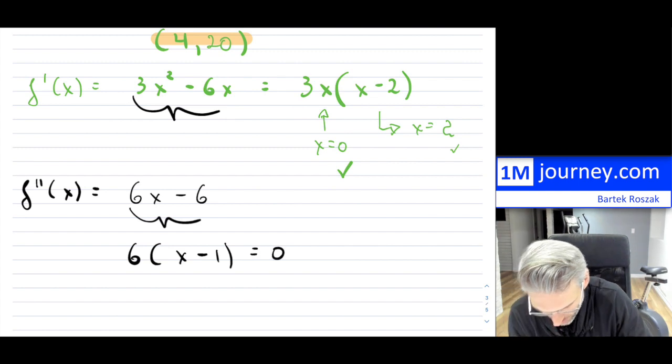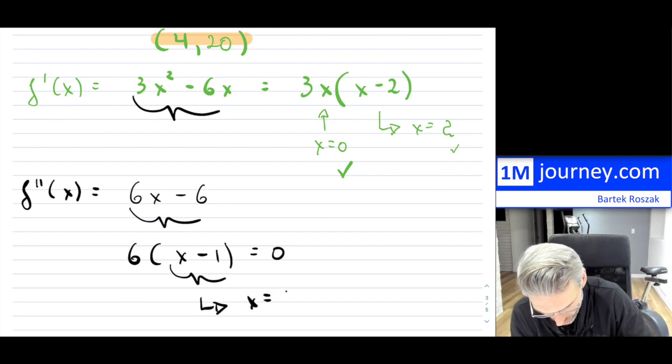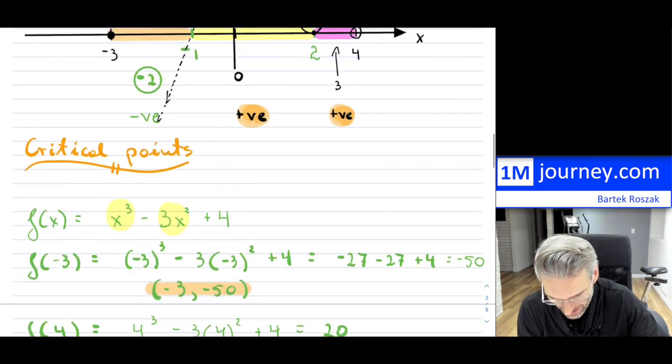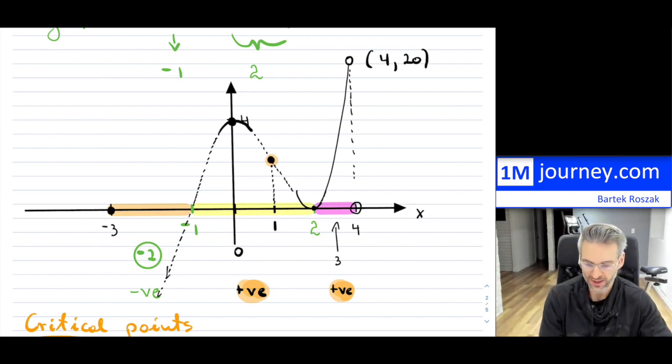If you set this equal to 0, you can clearly see that we have our second derivative equal to 0 at only one point, that x is equal to 1. And that is right here. It looks like it's that point. So this looks like it's 1, and that's going to be our inflection point.